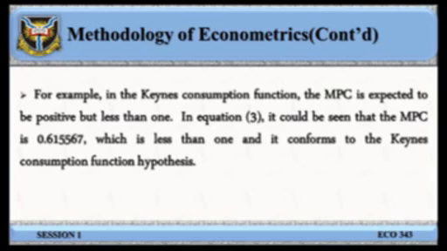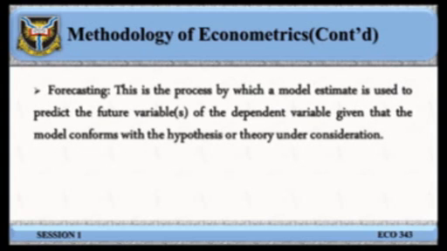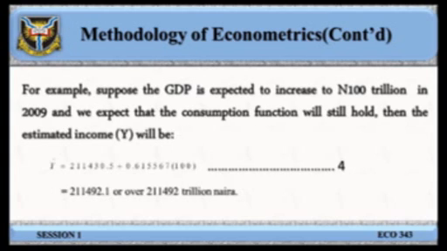Thus, the confirmation or refutation of economic theories on the basis of empirical evidence is based on a branch of statistical theory called statistical inference, hypothesis testing. 7. Forecasting. This is the process by which a model estimate is used to predict the future values of the dependent variable, given that the model conforms with the hypothesis or theory under consideration. This prediction is based on the known or expected values of the explanatory variables.